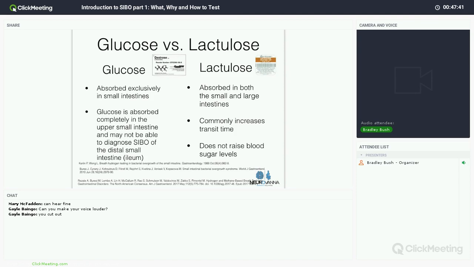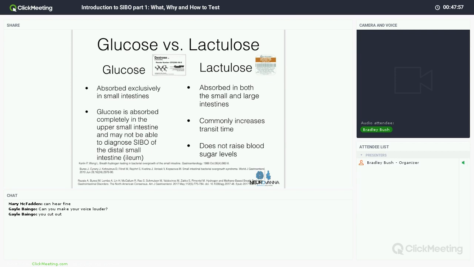The glucose is technically going to give you more accuracy. You're going to get fewer false positives. With the lactulose, you're not going to get the blood sugar spiking. Either way, they're both used hand in hand.